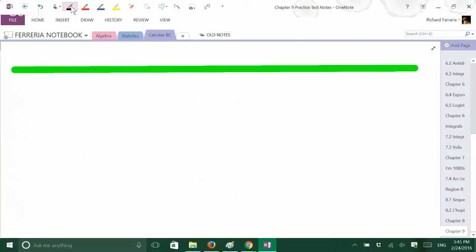Okay, so for question 6: find the first 4 non-zero terms of the Maclaurin expansion for the function f of x equals x sine 2x. So f of x equals x sine 2x.